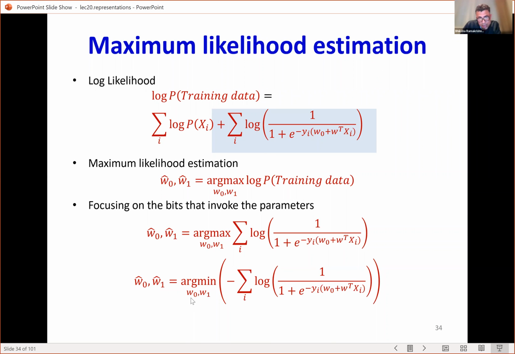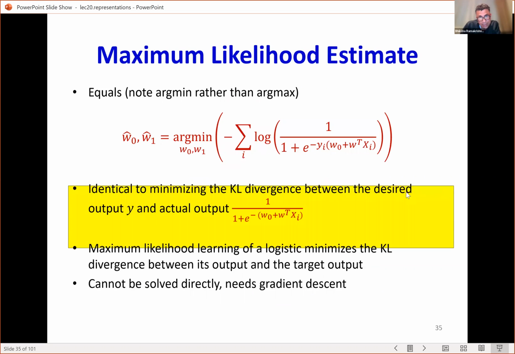Or alternately, this is going to be the argmin over the parameters of minus the summation over all training instances of the log of the probability assigned to that instance by the model. And this term over here, you will recognize, is simply minus log p of y, and that is simply identical to the Kullback-Leibler divergence between the desired output y, represented in one-hot format, and the actual output given by the model, which is this logistic formula.